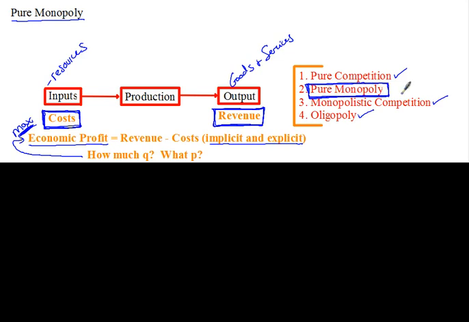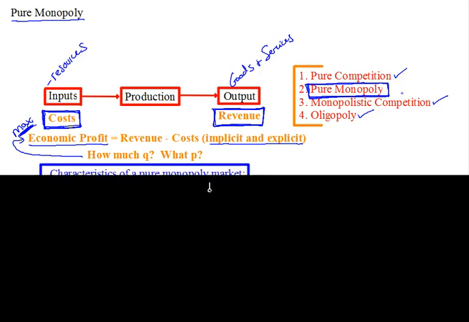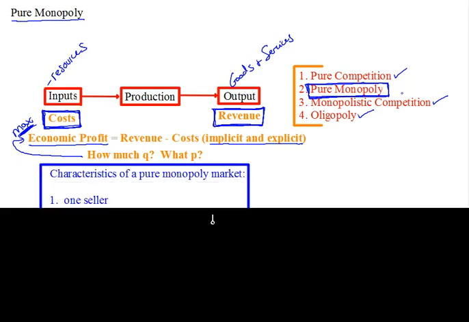So the question is, what does this look like? What are the characteristics? How do we know when we're looking at a monopoly market? Well, one characteristic that I just mentioned is that there's only one seller of the good. That means that there's only one firm in the market that is selling that good. There's one company that is selling whatever that good is. That's one characteristic of a pure monopoly market.